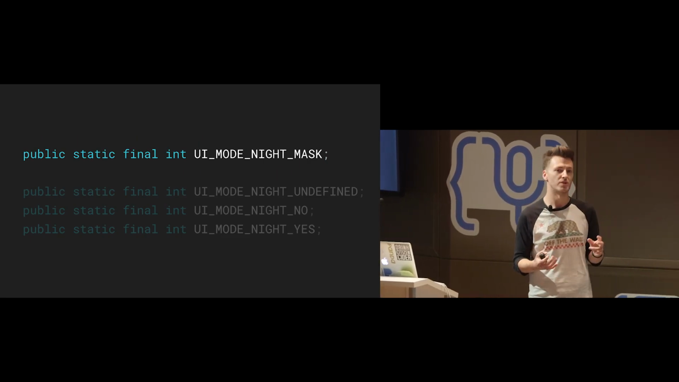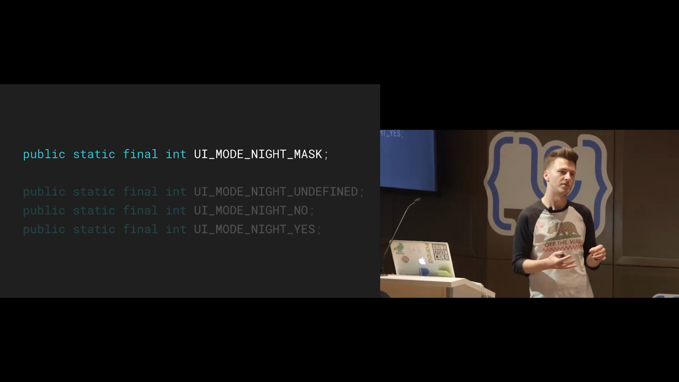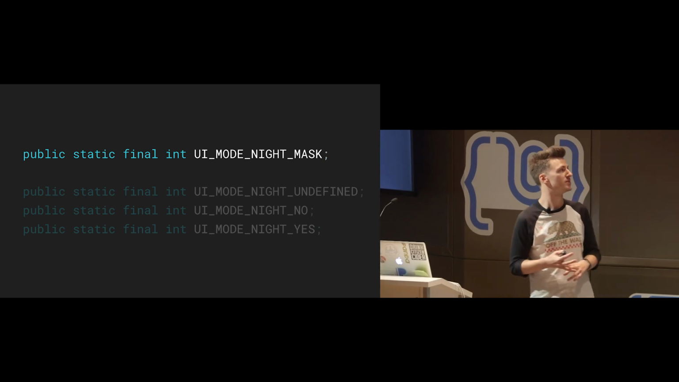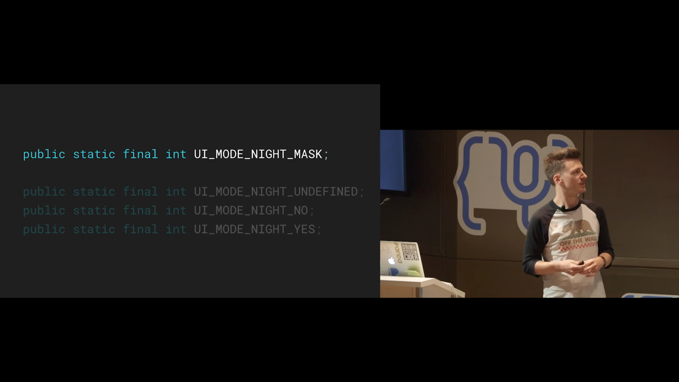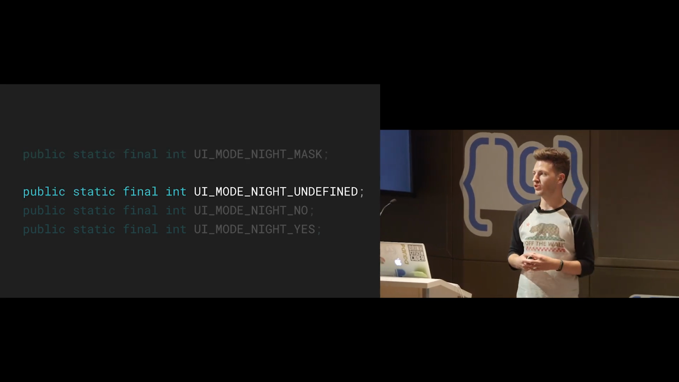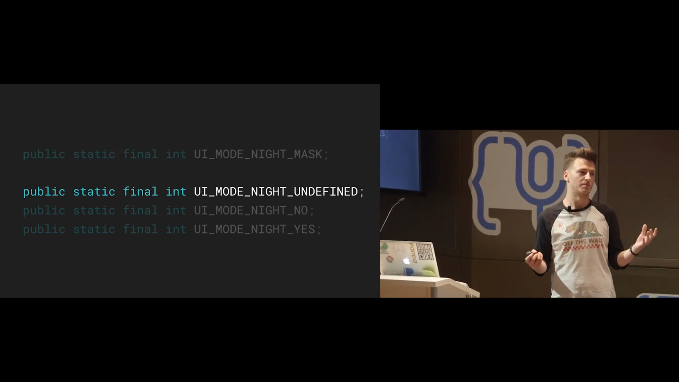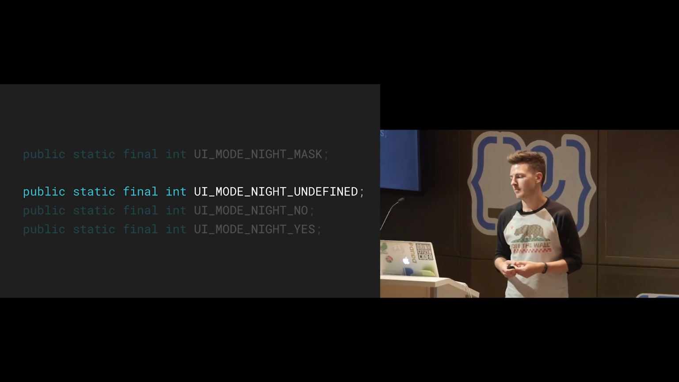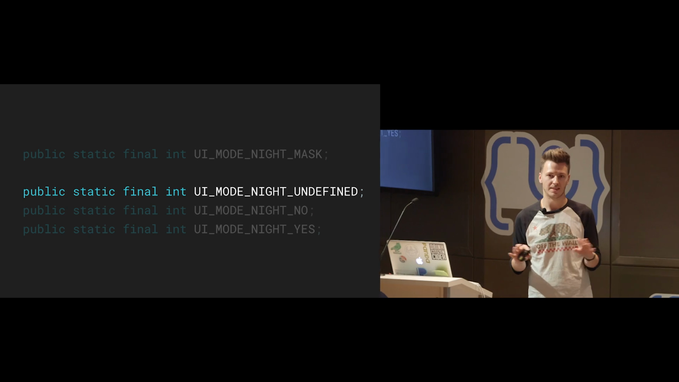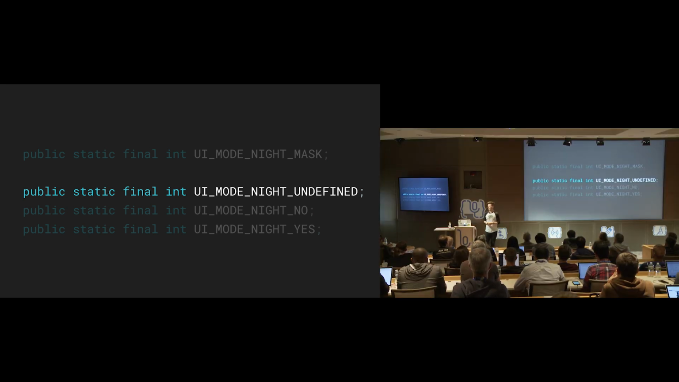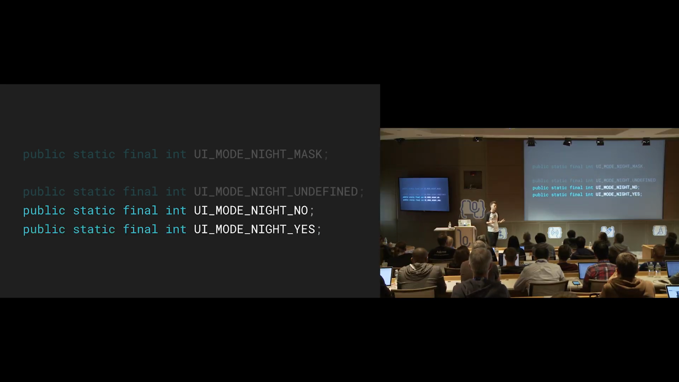So UI mode controls a number of different things. Night mode is just one of them. So to actually set or get the value, you have to use this mask value, and that will give you the actual int. Once you've got that, it is set to one of three options. The first one being undefined, and that is the default, which I'm guessing all your phones are running right now. And what that means is that your dash night and your dash not night resources are completely ignored. They're not loaded at all. Then we have no and yes, which do what you'd expect. No means that your not night qualified resources are loaded, and yes means that your dash night resources are loaded.